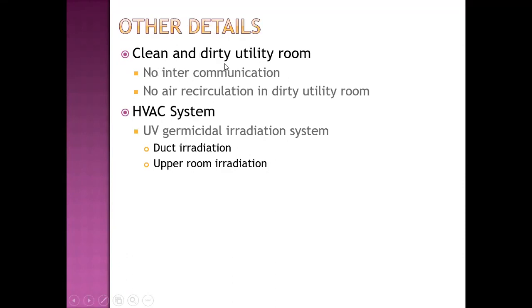There should be clean and dirty utility room without any communication between these two rooms. In a dirty utility room, there should be no air recirculation. It should be connected to an exhaust. So ventilation system should include UV germicidal irradiation system. There are two types, duct irradiation by UV lamp or upper room irradiation by UV lamp. So there should be a heating, ventilation and air conditioning system in ICU.